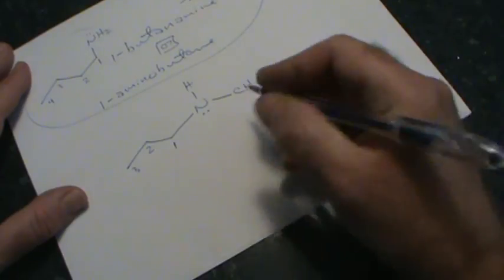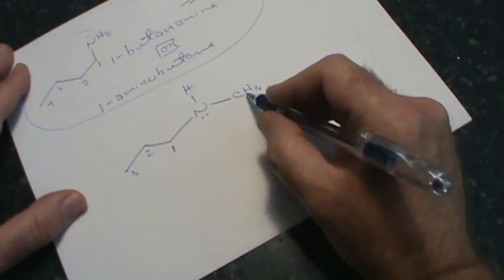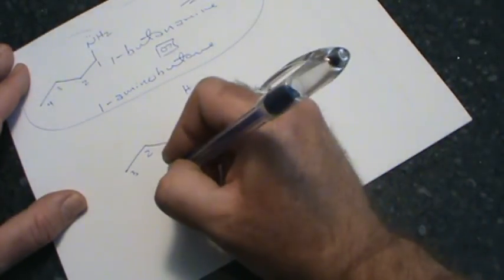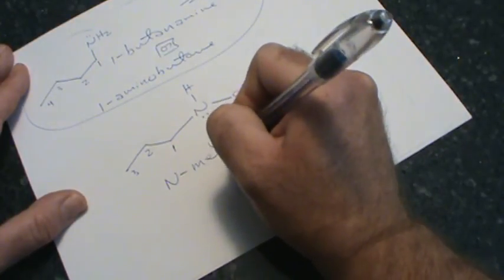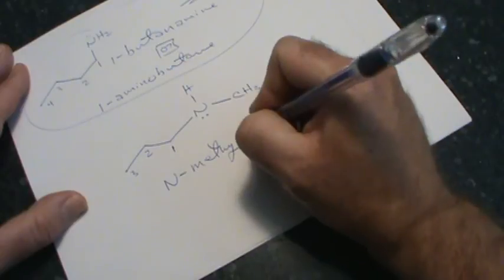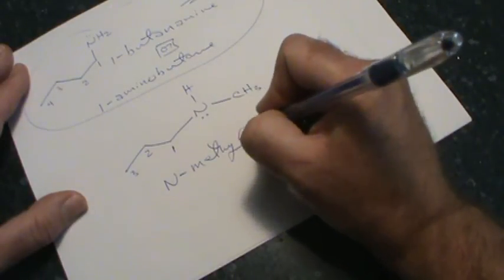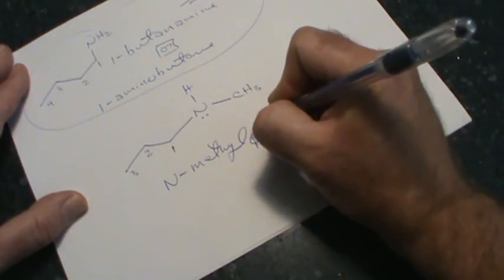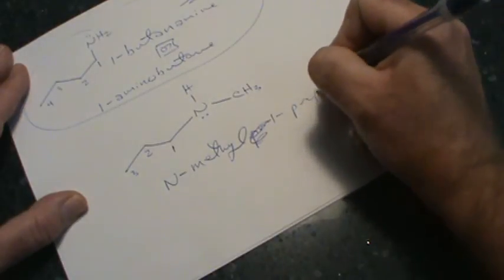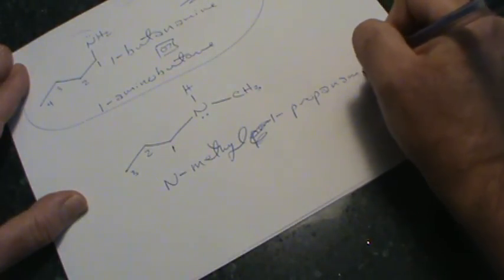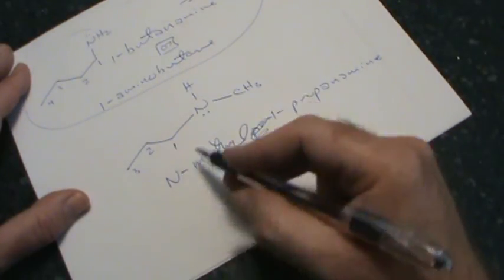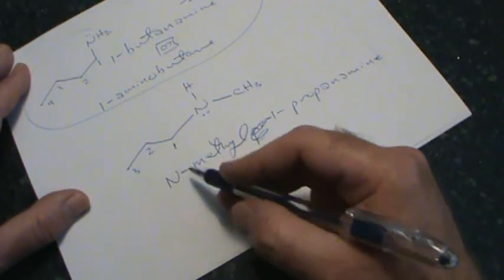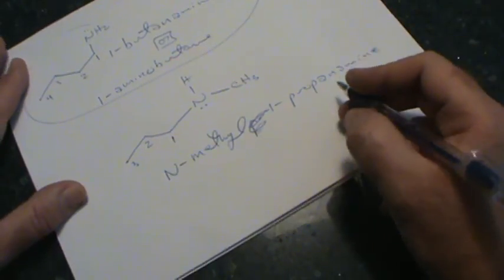We're almost done. The way I'm going to handle this is this methyl group is on a nitrogen, so I'm going to call it an N-methyl-1-propanamine. N-methyl means the methyl group is on nitrogen. That's what the N means. I don't give it a number. I give it an N for methyl 1-propanamine.